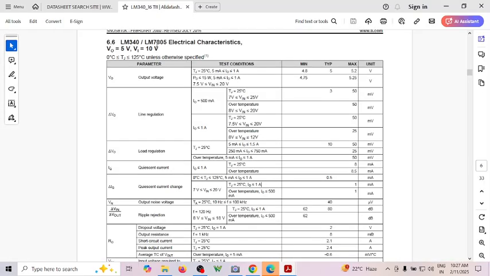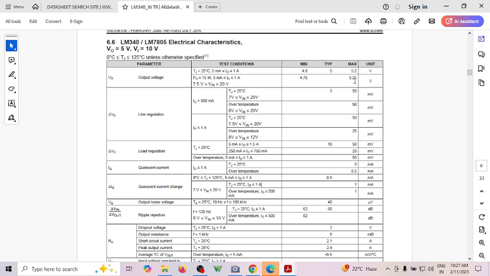If you can see, this is the 7805 electrical characteristics. This is your output parameter. So the output will be typically 5 volt when the input voltage is between 7.5 to 20. If the input is within this range, you are guaranteed a typical output voltage of 5 volts.